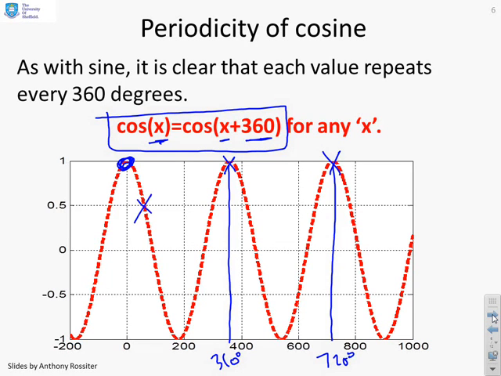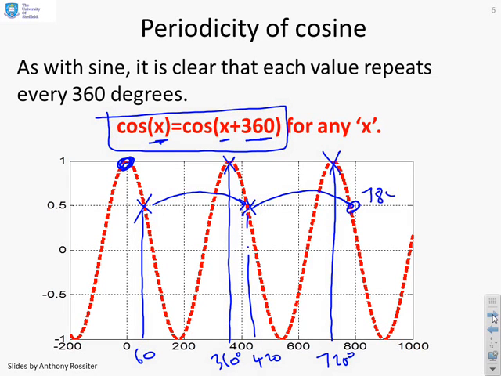Similarly, I could take a point here at 60. I could add 360, and that brings me to this point, which is 420. Or I could add 360 again, which brings me to this point, which is going to be 780, and so on. So the values repeat every 360 degrees, and that's quite a useful pattern to recognize.